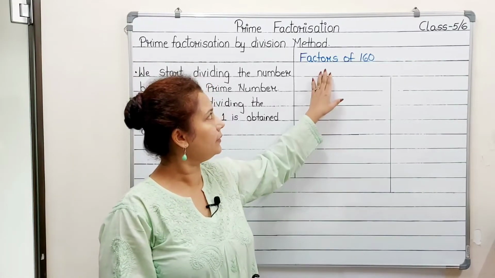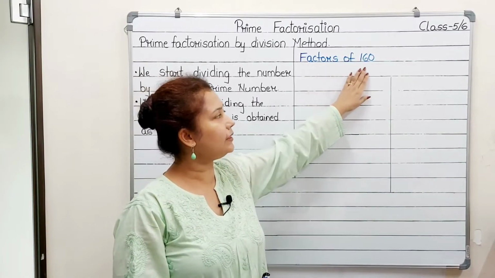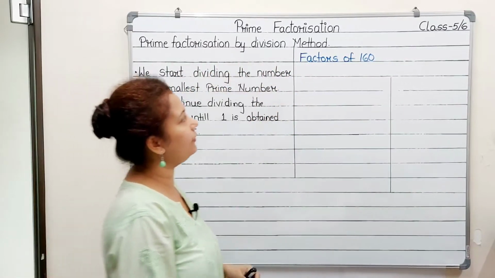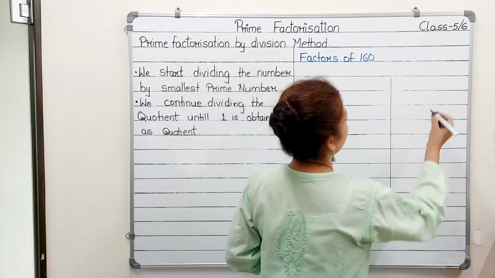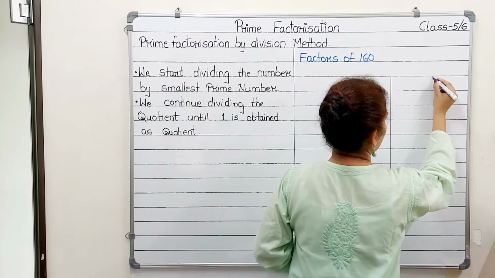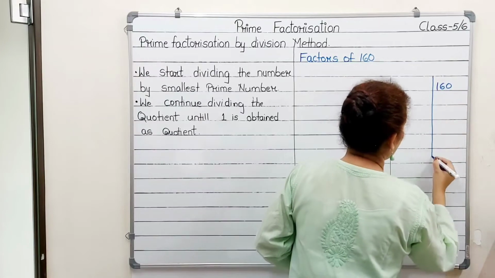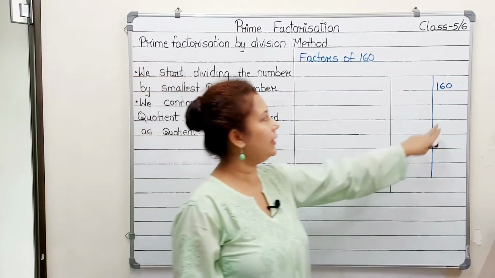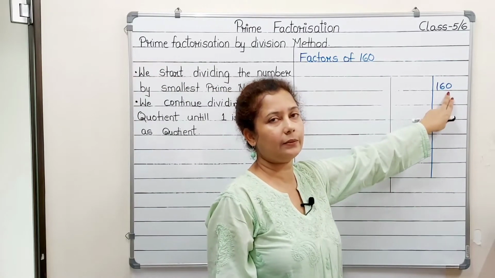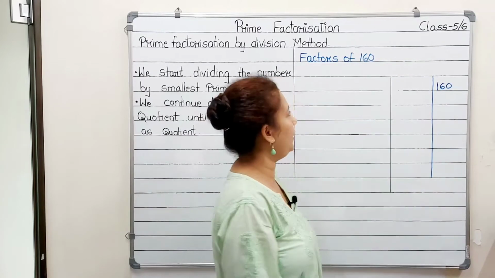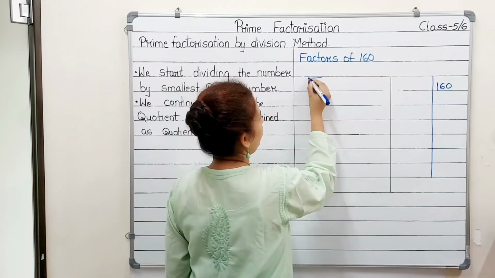Now here, first we will find factors of 160 by division method. For that we will write 160 and we will draw a straight line. Now 160, 0 is there at one's place. That means it is divisible by 2 because it is an even number. So we will divide it by 2.